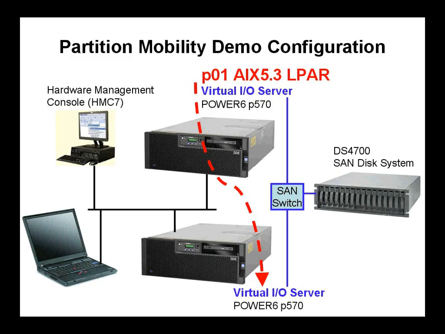In this case we have a partition called P01 and it's running AIX 5.3 maintenance level 7. The virtual I/O server is also presenting this logical partition with a virtual network. So P01 has a virtual disk and a virtual network to do all its I/O to and from via the virtual I/O server. We have a hardware management console that's connected to these two machines. The HMC is used to control the actual machine, to control the configuration of the logical partitions and the virtual I/O servers. And I'm actually using my ThinkPad to access the HMC remotely.